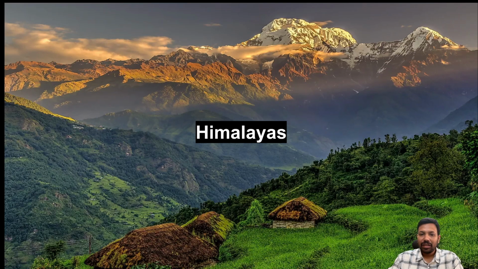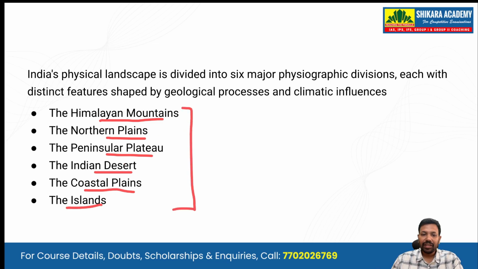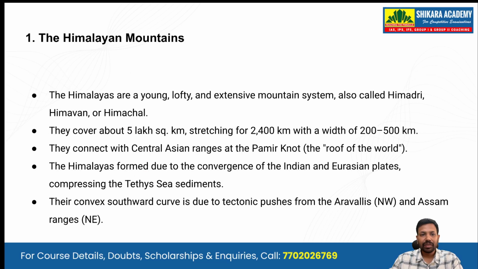Okay, now coming to the main aspects of the Himalayas. The Indian physical landscape is divided into six major groups, starting from the Himalayan mountains, northern plains, peninsula plateau, Indian desert, coastal plains, and islands. Everything is India. India is not just Himalayas. India is not just north or south. India is not just a desert. India has a coastline. India has islands. India is everything. Starting from the first, the Himalayan mountains.